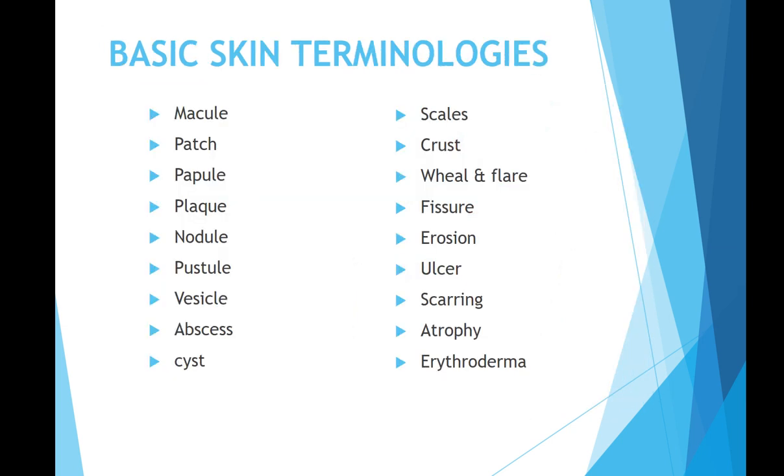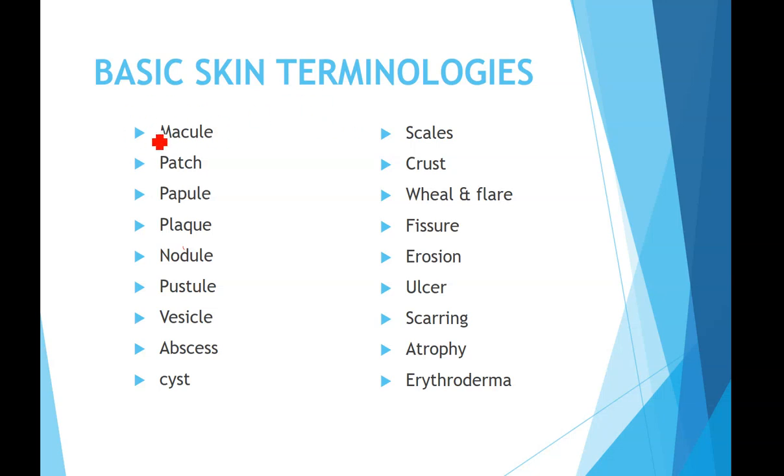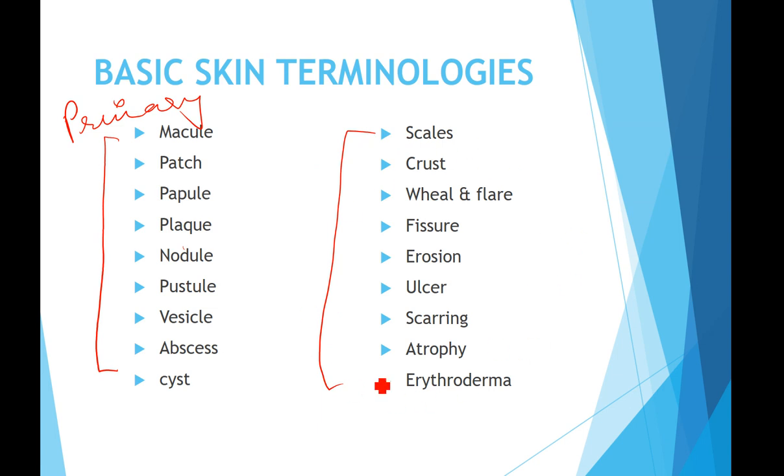Okay. Now, moving towards the basic skin terminologies, as you can see here. We will divide these skin terminologies into 2 categories. These skin terminologies that you can see over here are known as the primary skin lesions, whereas these terminologies that you can see over here, not all of them, but most of them, are secondary. I will tell you later which ones are from the primary category and which from the secondary category, right? But at this moment, you have to remember that these are mainly the primary lesions.